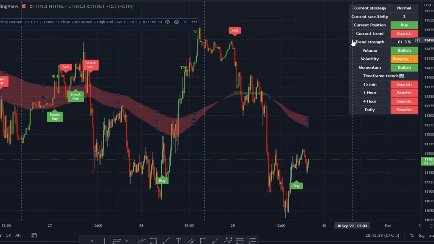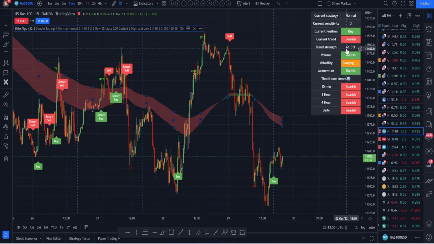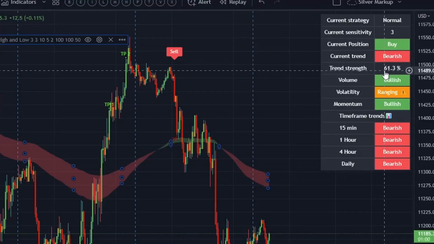Then it tells us what it is suggesting for you to trade. Right now it has a counter trend trade out for a buy, even though the trend is bearish. And it's telling you how strong the trend is, because that can be a really hard component for people to see. You may be able to judge where the trend is going, but how reliable is that trend?